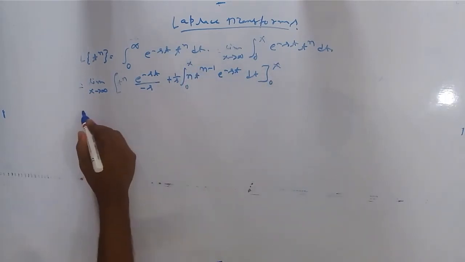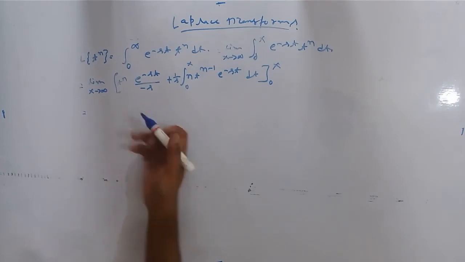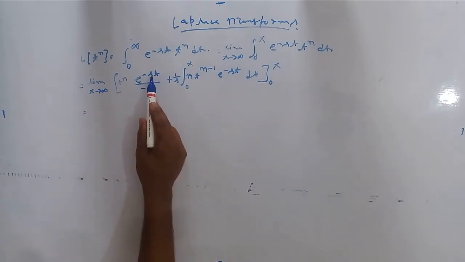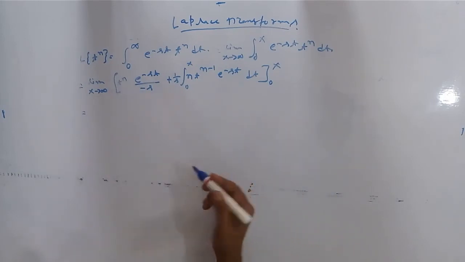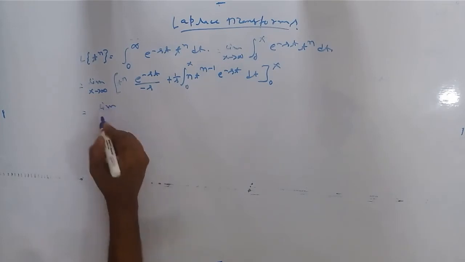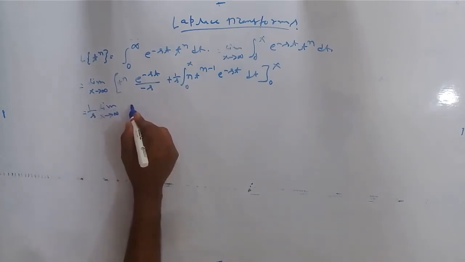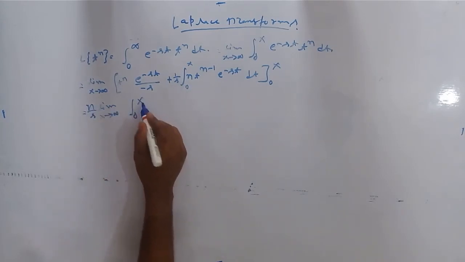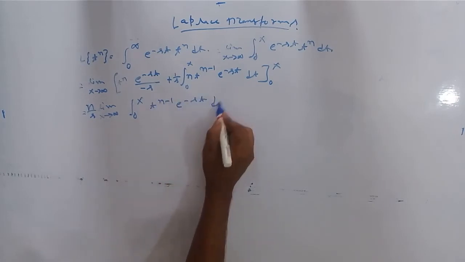Now after putting the limit 0 to x, since x is tending to infinity, for x this will be 0, and for 0 this will also be 0 because there is t to the power n. So the remaining part is the limit as x tends to infinity of n by s, n is also a constant, the integral from 0 to x of t to the power n minus 1 e to the power minus st dt.